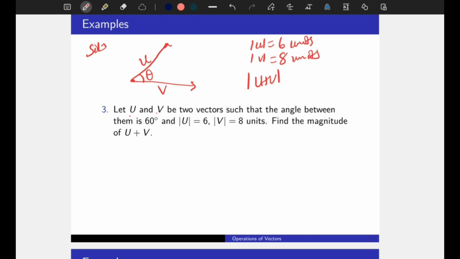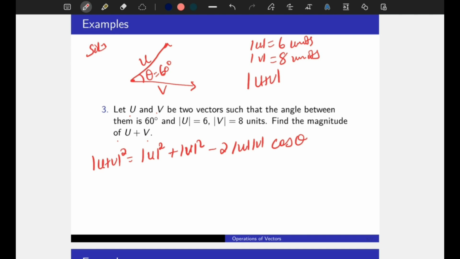So we can apply the cosine law, which is given by the norm of u plus v, the whole square, which is the square of the norm of u plus the square of the norm of v minus 2 times the norm of u times the norm of v, the cosine of theta. Here our theta is 60 degrees, but we are asked to find the magnitude of u plus v, so we are not considering the 60 degrees.